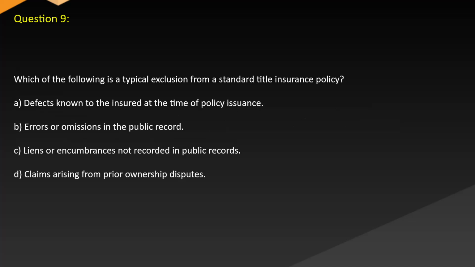Question 9. Which of the following is a typical exclusion from a standard title insurance policy? A. Defects known to the insured at the time of policy issuance. B. Errors or omissions in the public record. C. Liens or encumbrances not recorded in public records. D. Claims arising from prior ownership disputes.